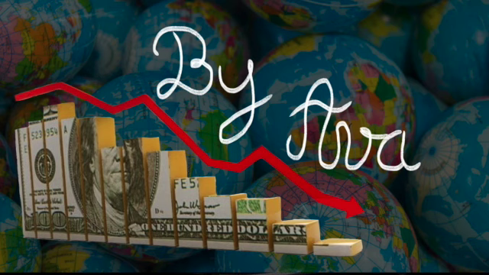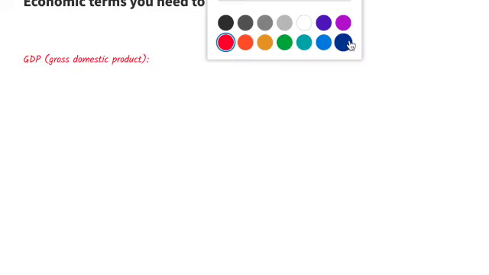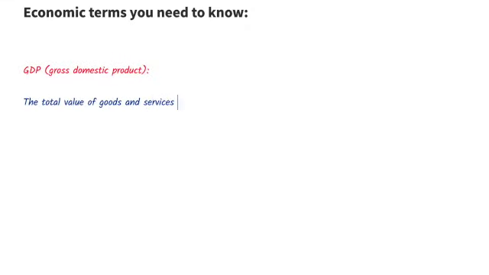So today I'm going to do a little video on the basic terms you need to know to understand the economy. So the first word is GDP. GDP is the gross domestic product. It is the total value of goods and services produced by a country in a year.